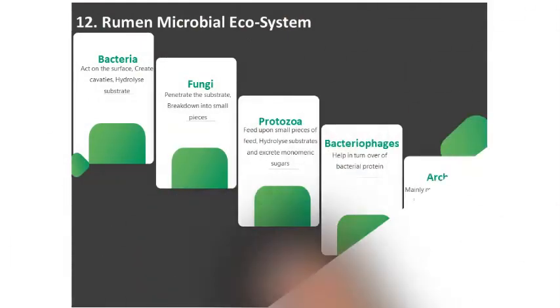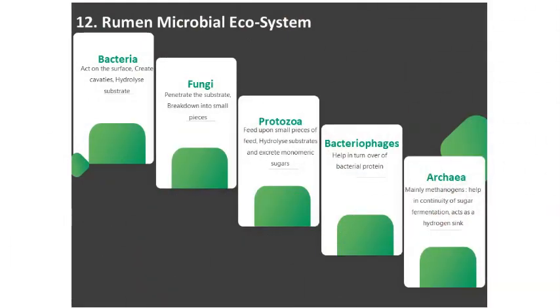The rumen microbial ecosystem consists of 5 different microbial groups. Bacteria act on the surface, create cavities, hydrolyze substrate, and change it into monomers and fermentation products. The fungus penetrates the substrate, breaks down the larger feed particle into smaller pieces to increase the surface area for bacterial attachment and engulfment by the protozoa for further fermentation.